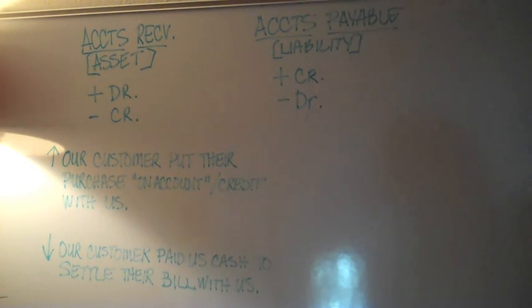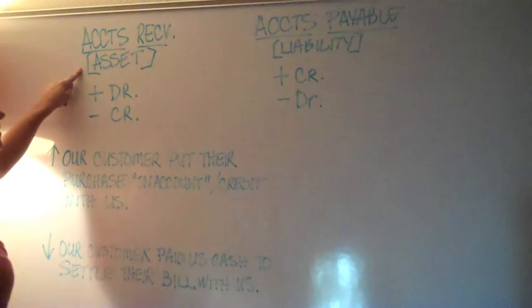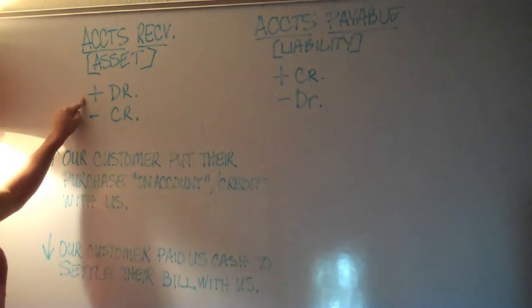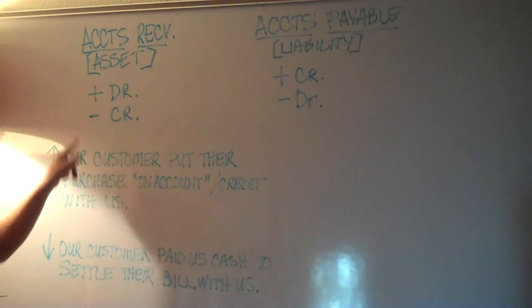Accounts receivable and accounts payable can be a little bit tricky whenever you're first learning accounting. Let's go over some basics of both of those accounts and see if we can help you remember when to use which account. Accounts receivable is classified as an asset. It increases on the debit side and it decreases on the credit side.